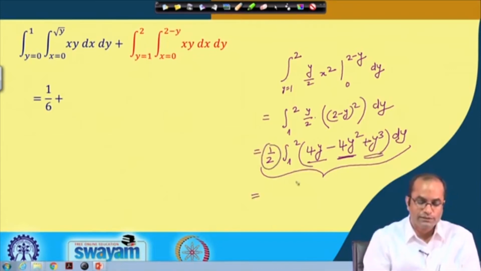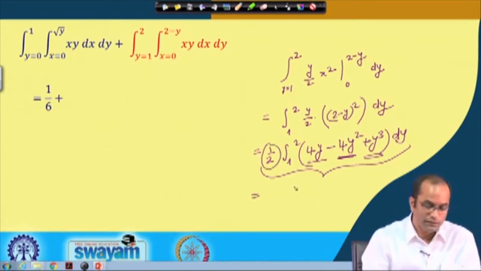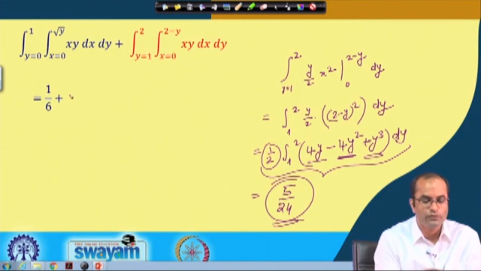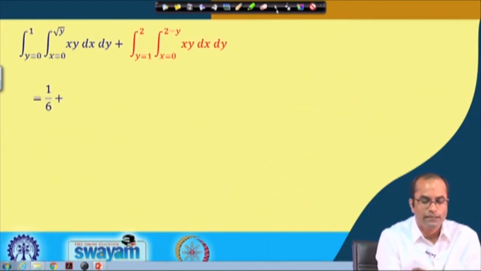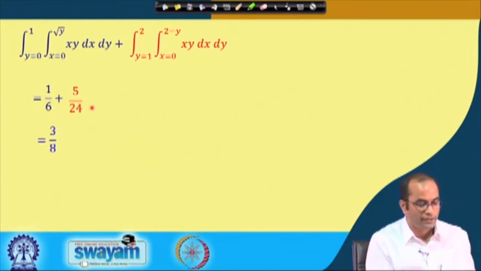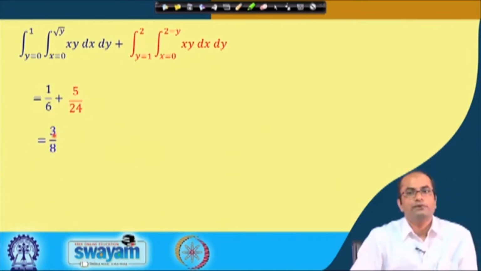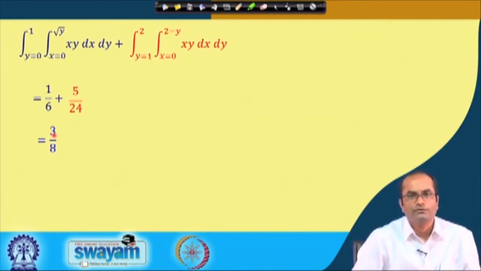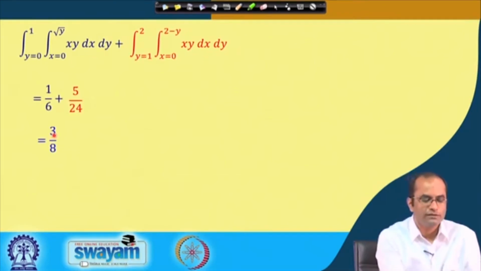So, this evaluation when we do, this is coming to be 5 by 24, the integral of this. So, 5 by 24 we need to add here. So, this 5 by 24 if we add, then this will become 3 by 8. So, the value of this integral is 3 by 8, and we have used again the idea of change of order of integration, which was not necessary in this case.